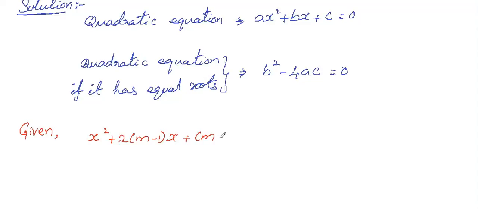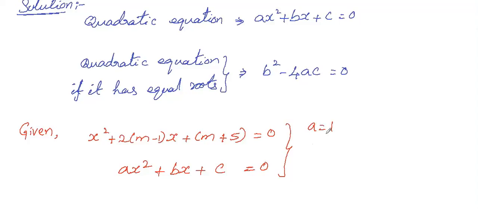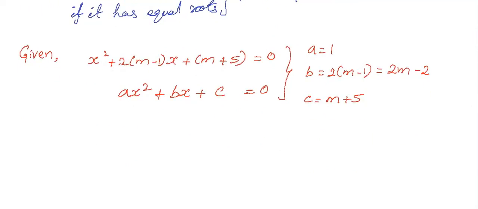So write down the given equation again, which is x square plus 2(m minus 1)x plus m plus 5. Compare the given equation with the general form of quadratic equations and find the values of a, b, c. So here a is equals to 1, b equals to 2(m minus 1), which is 2m minus 2, and then c is equals to m plus 5.